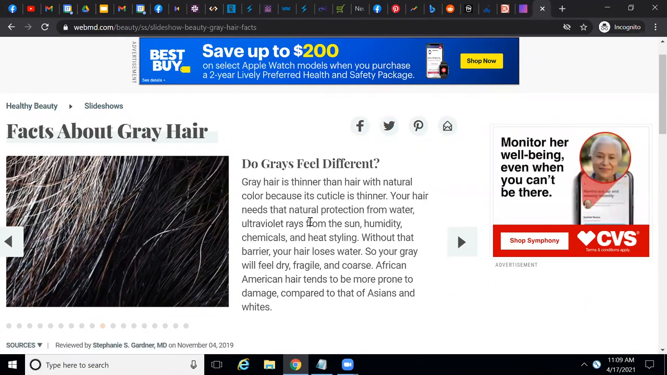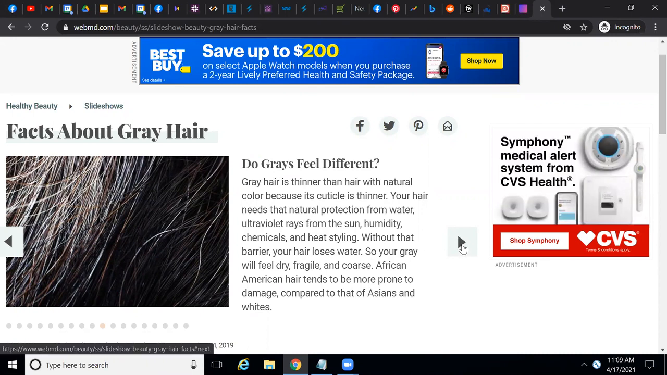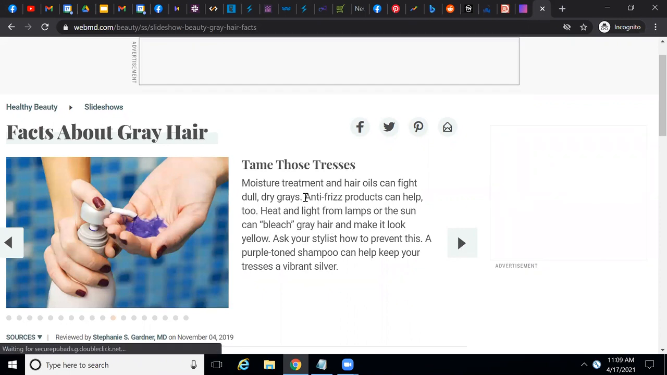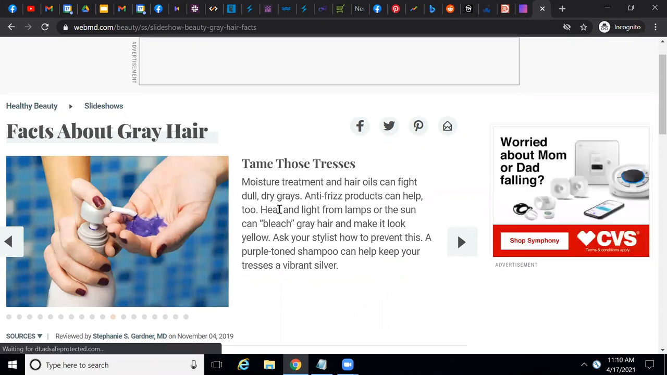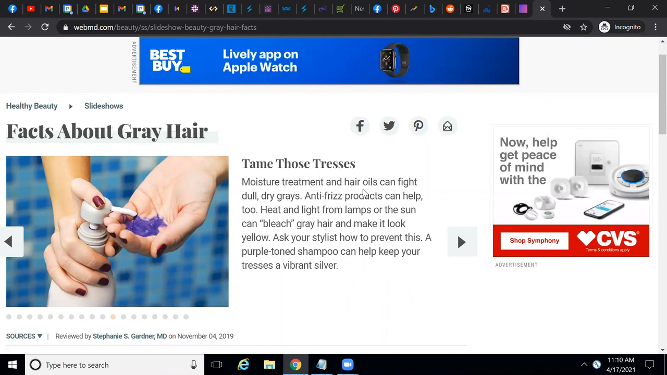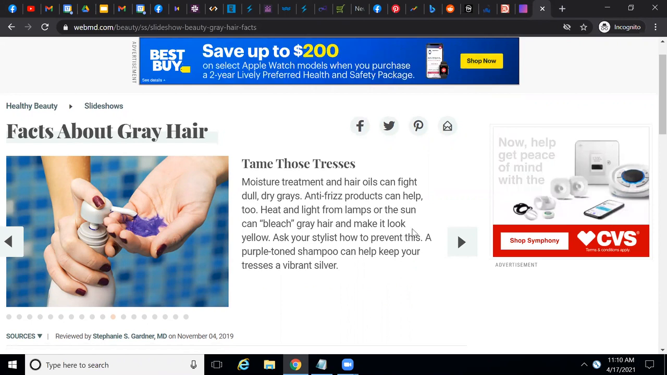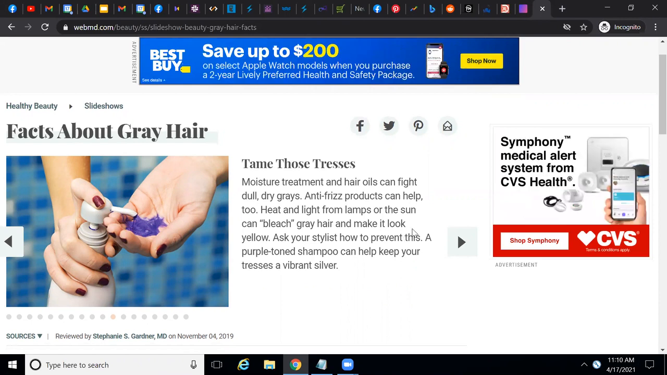Does gray hair feel different? Yeah, it does. I can tell you that already. Okay, so they're talking about creams. So people with gray hair look like they need moisture treatment, anti-frizz products. Oh, look, so I can do supplements and I can do anti-frizz products.